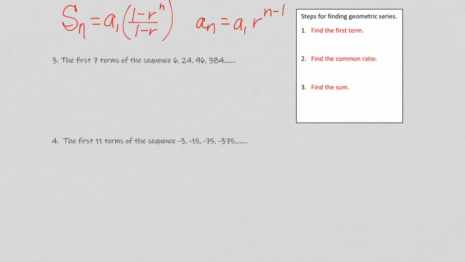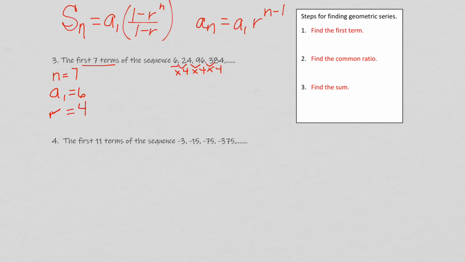So on number 3, it asked me to find the first 7 terms. So I know that my n is going to be 7. I know my a sub 1 is 6. And I can find my ratio by what I'm multiplying by between terms. 6 times 4 is 24. 24 times 4 is 96, and 96 times 4 is 384. So my ratio is 4.